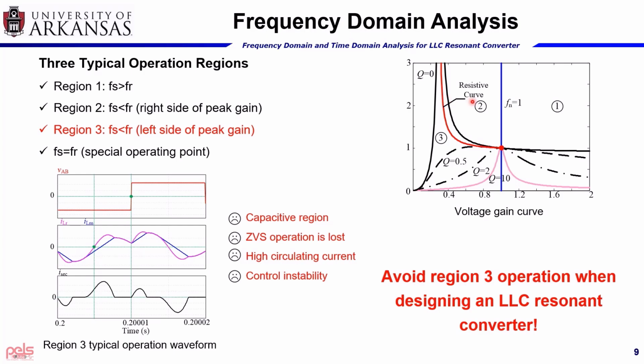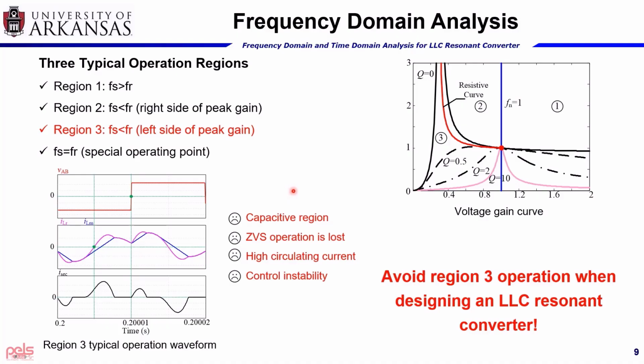On the right side, the converter is operating in the inductive region, and on the left side it is operating in the capacitive region. To summarize, the LLC resonant converter has 3 operation regions. The first region is when the switching frequency is greater than the resonant frequency. The second region is when the switching frequency is lower than the resonant frequency, and it is on the right side of the peak gain point. Region 3 is when the switching frequency is lower than the resonant frequency, and it is on the left side of the peak gain. And there is a special operating point, where the switching frequency equals the resonant frequency.